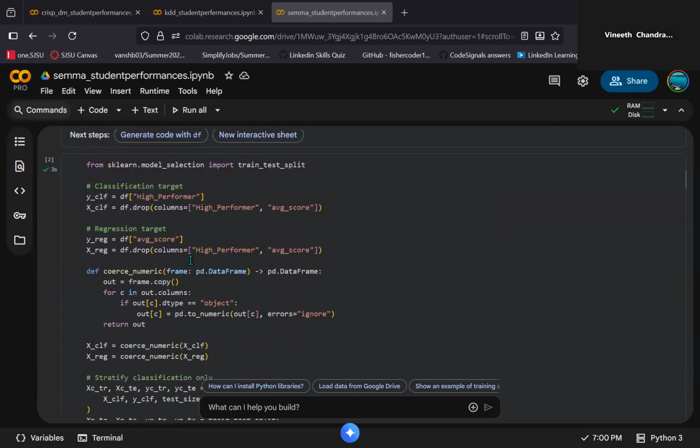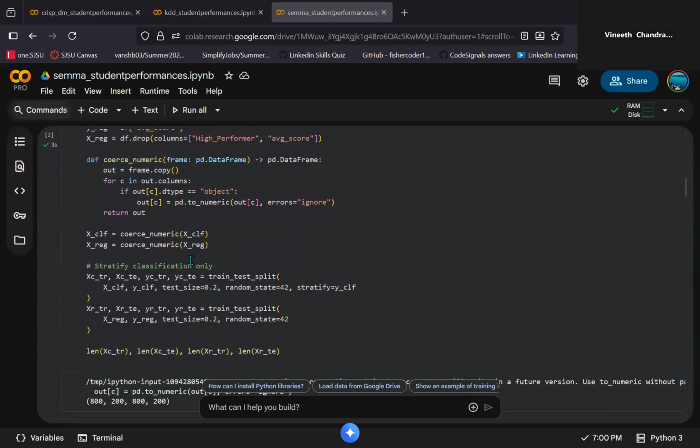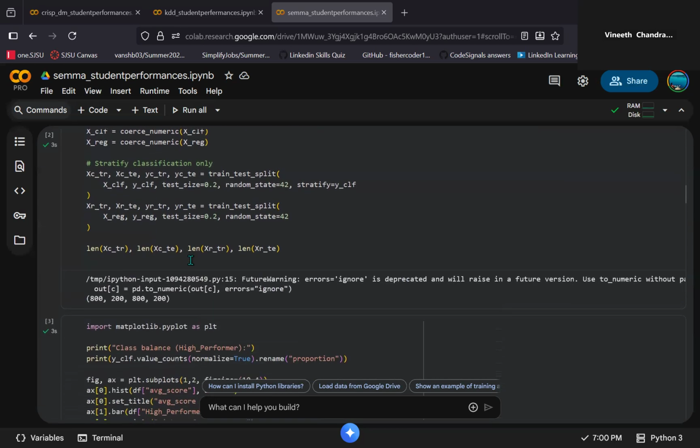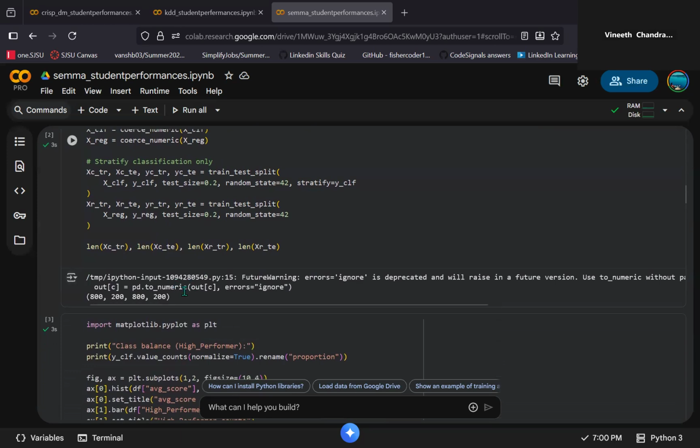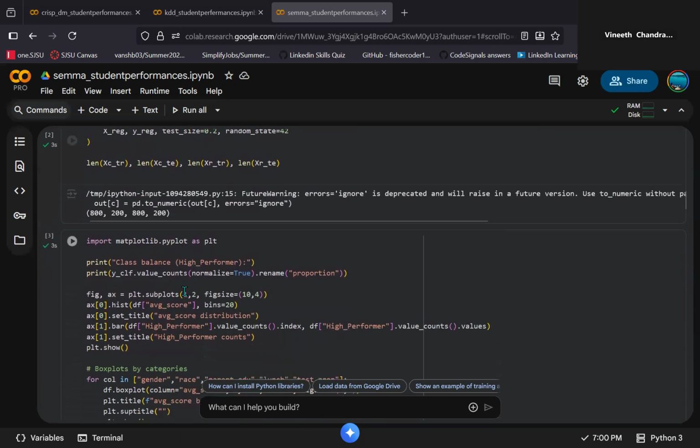So coming to the sample. In the sample phase, I split the data into 80% training and 20% testing sets. For classification, I used stratified sampling to preserve the ratio of high and low performers. This ensures that both sets represent the real population fairly. So this is the output given based off the sample.